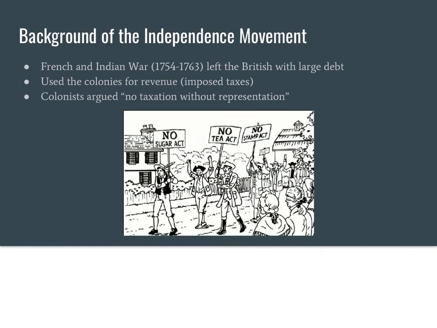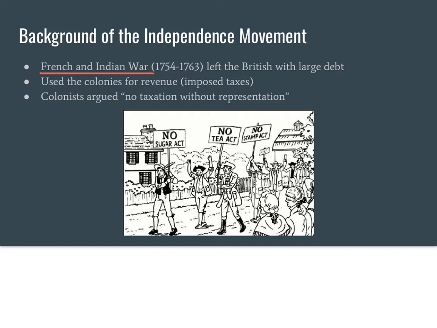So one of the first things we're going to talk about is why did the Americans want to gain independence from the British? And so we're going to go back to before the American Revolution to a war that we called the French and Indian War. This was a war where you had the British and the American colonies working together to fight the French and the Native Americans in the area.